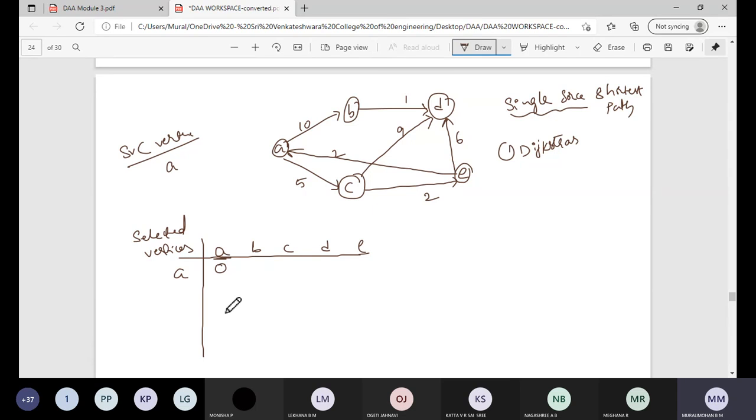Okay. So this is the initial distances we are having. Right. So A to A we are having 0, and let us take initially we are having infinity distances for all the remaining vertices of the graph. Is it clear? Initially we are having infinity distances for all other remaining vertices of the graph, right? Now you calculate the distances from A to all other remaining vertices of the graph.